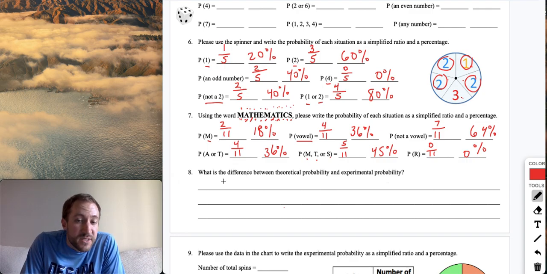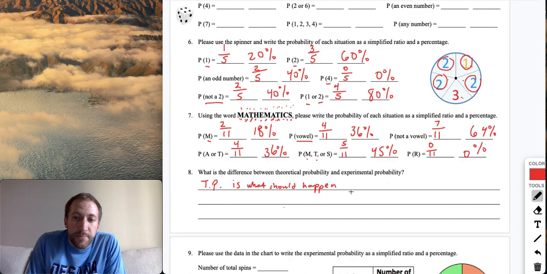So number 8 says, what's the difference between theoretical probability and experimental probability? I'm going to abbreviate theoretical probability to TP. Theoretical probability is what you think should happen. When you flip a coin, it has two sides, heads and tails. If you flip it 10 times, half those times should be heads, the other half should be tails. That's what should happen.